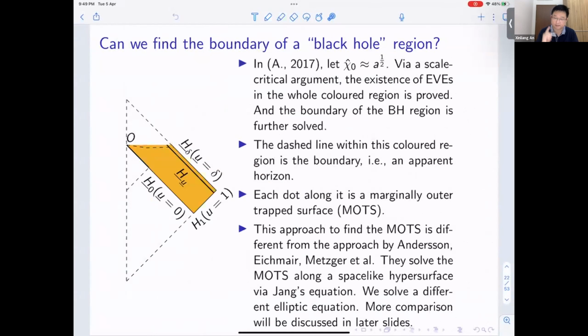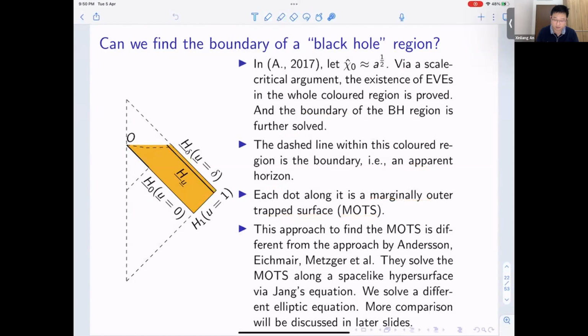So now I may have a chance to show the whole apparent horizon, or somehow the black hole, which is emerging from the center. And this is what I wanted to do in 2017. The boundary of the black hole region is also solved. So the dashed line here within this colored region is the boundary of the trapped region, which is the apparent horizon. And each of the dots corresponds to a marginally outer trapped surface, called a MOTS.